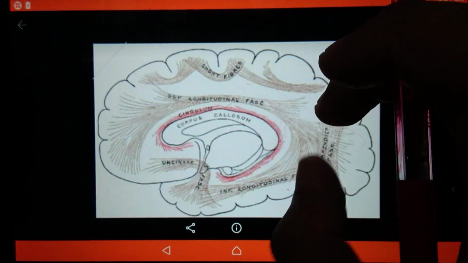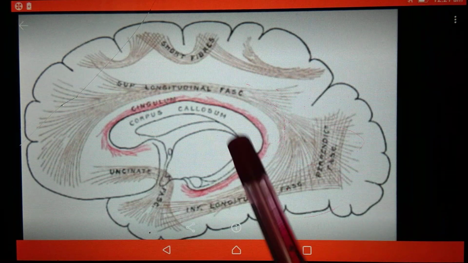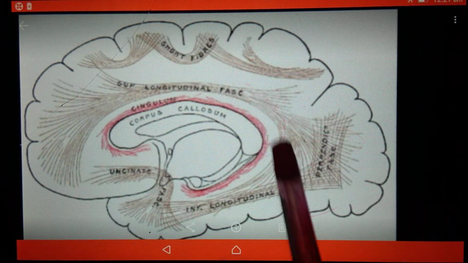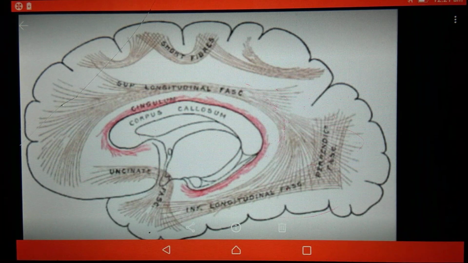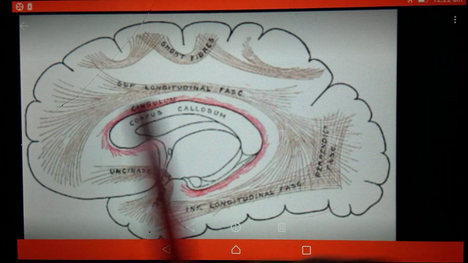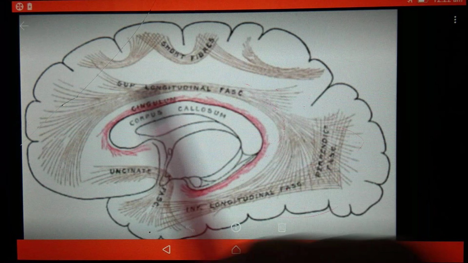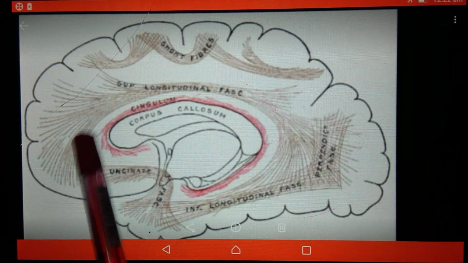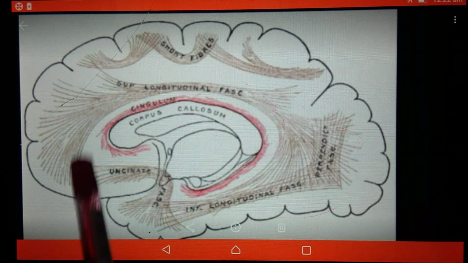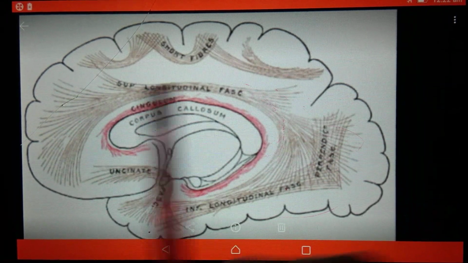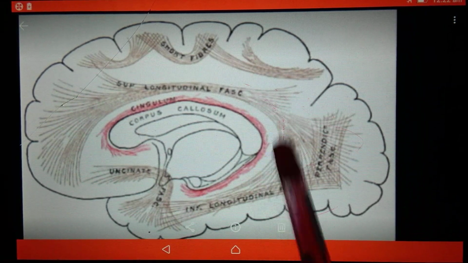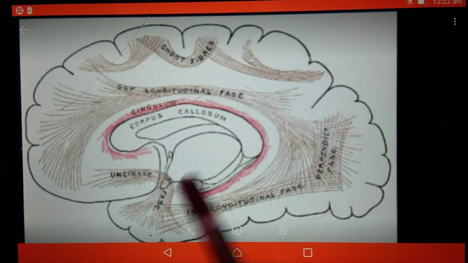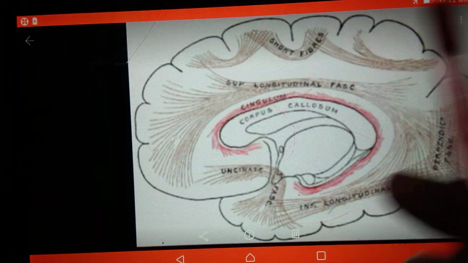Once again, this is the corpus callosum, and above the corpus callosum is the cingulate gyrus, which is removed here. This red colored fiber is actually the white fibrous structure, and this is called our cingulum, which is connected with the hippocampus or parahippocampal gyrus.